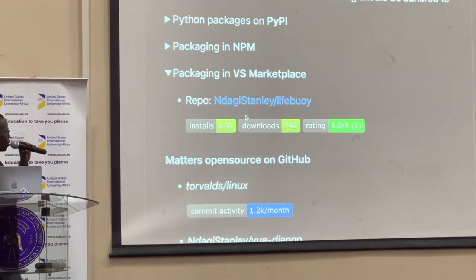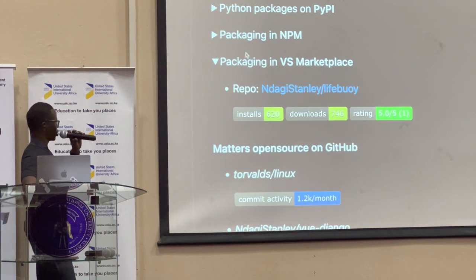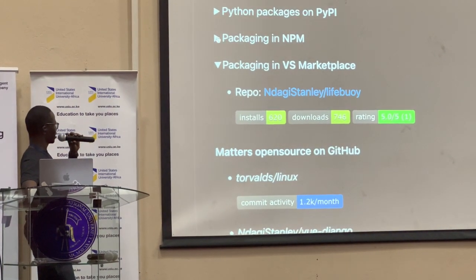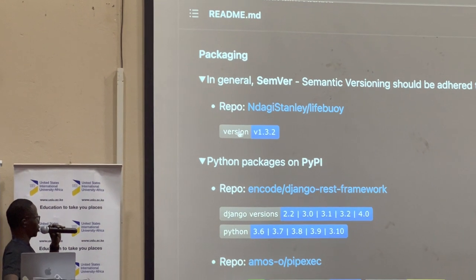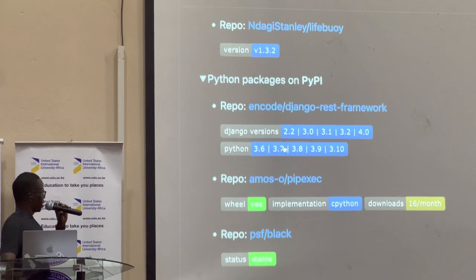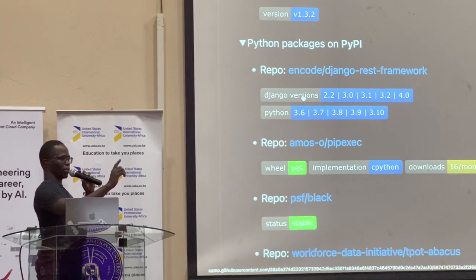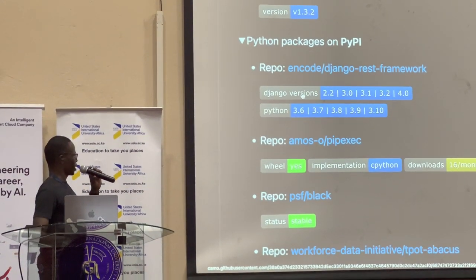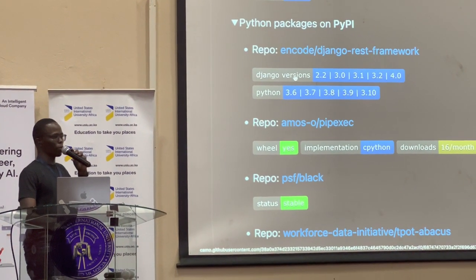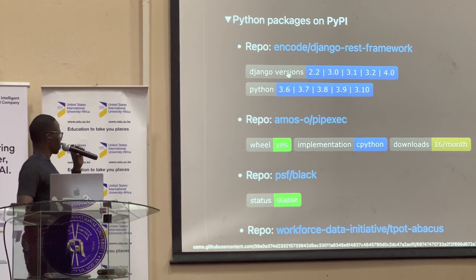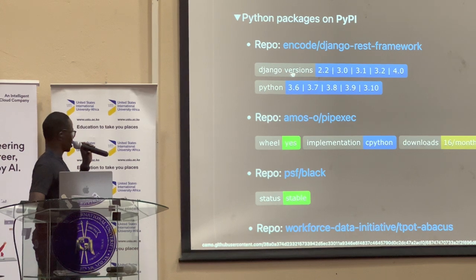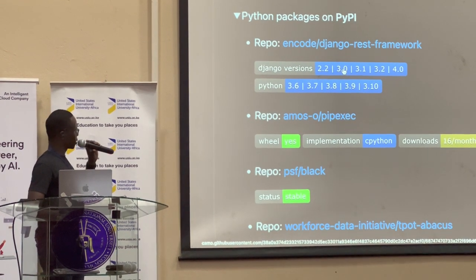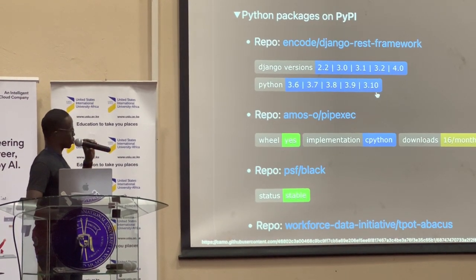So if you're publishing packages, you can use these installs. And there are quite a number of them that are general, like just version. Something particular, I think one of us said, in terms of specifying which Django or Python versions work for a particular repo, you can just have these Django versions badges and specify that these are the versions that you can use.